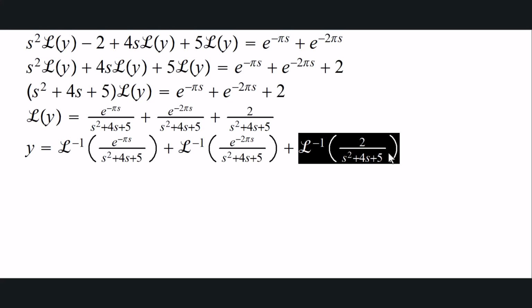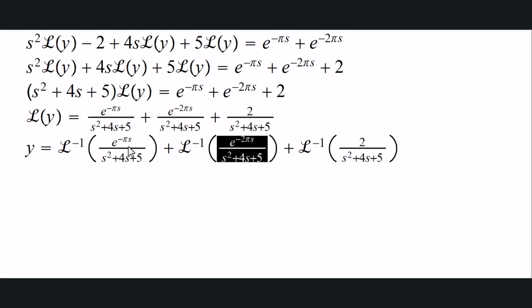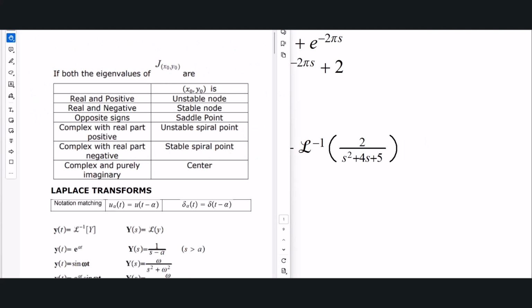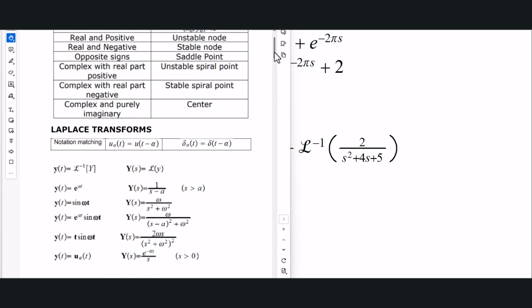All right, so let's go to the table, identify these transform values, and write the inverses accordingly. Okay, here is our table. If we look at the table, you can just scroll down, and first we are going to look at the simplest format, that is 2 over s squared plus 4s plus 5. Notice that here we have a quadratic.